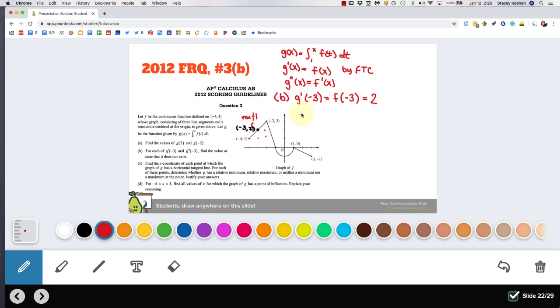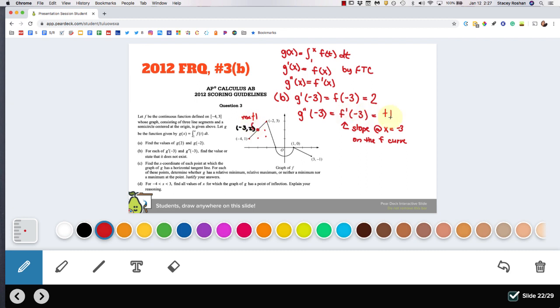And then when we want to do g double prime of -3, that's equal to f prime of -3. And that just means the slope at x equals -3 on the f curve. And so at this point right here, what is our slope? Well, we just had figured that out to do that last problem. And so the slope is just 1. And that's our answer to that part.